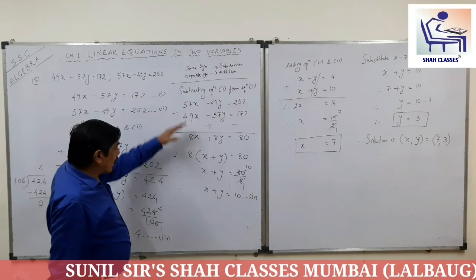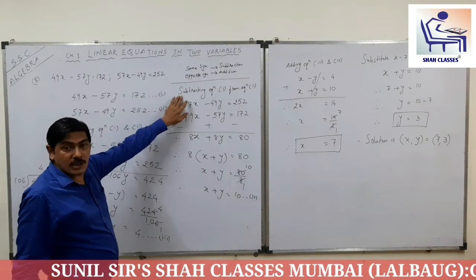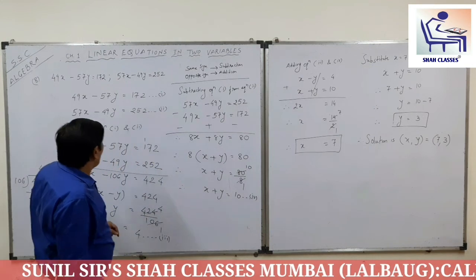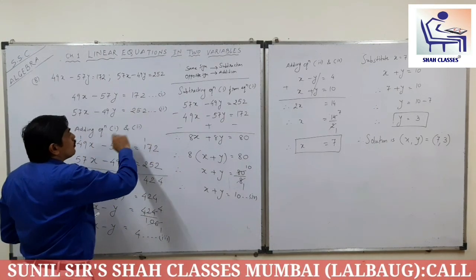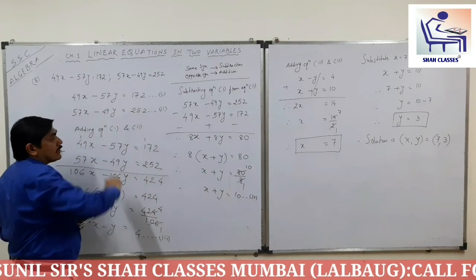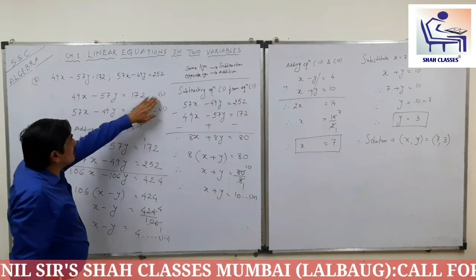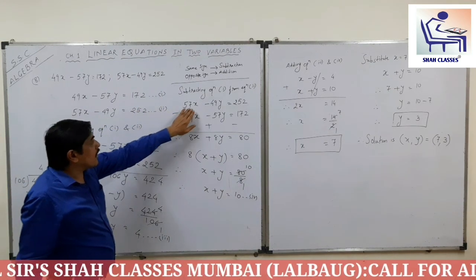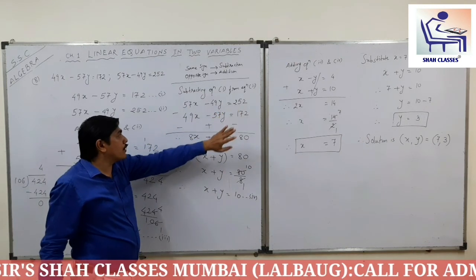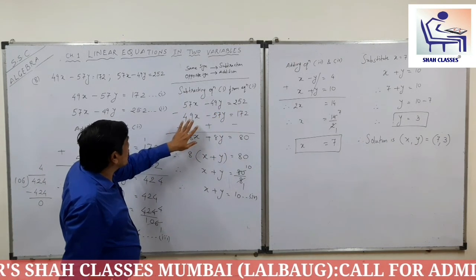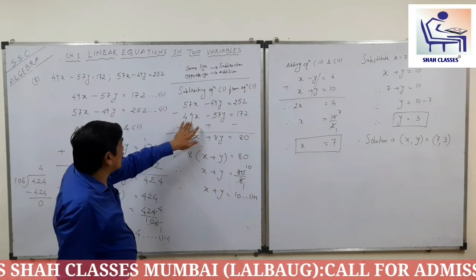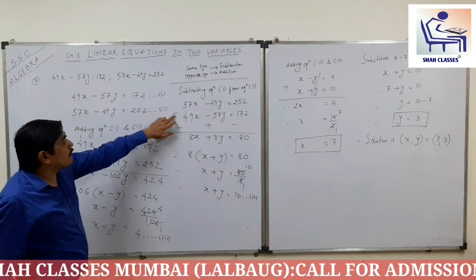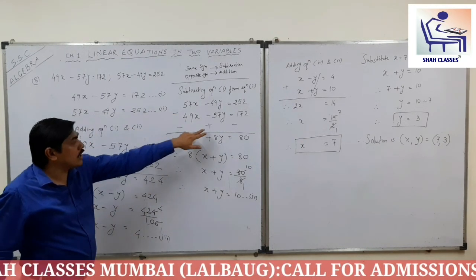Now to find out the next equation, we have to do the subtraction. So subtracting equation 1 from equation 2. हमने ऐसा क्यों किया 1 from 2? Because this number is bigger than this. So we are subtracting this equation 1 from equation 2. Okay, so 57x minus 49y is equal to 252 minus, that is we are doing the subtraction, that is 49x minus 57y is equal to 172. Now when we are doing the subtraction, please remember we have to change the sign.